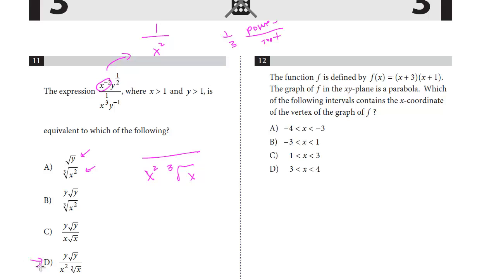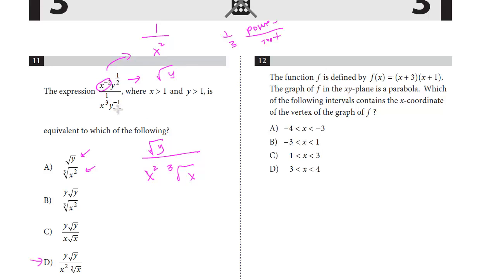And again, if you're looking to save time, I would probably select D and move on. But let's just work through these for the sake of covering these concepts. We need to get the y's on the top. And here we have y to the 1/2. Y to the 1/2 is the square root of y. And that's on the top, so that's fine. So it's the square root of y.